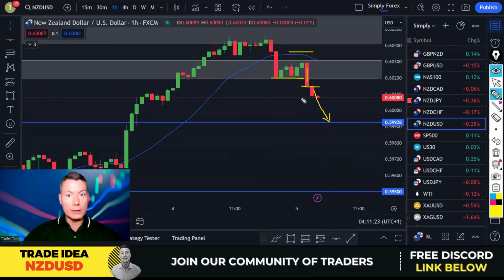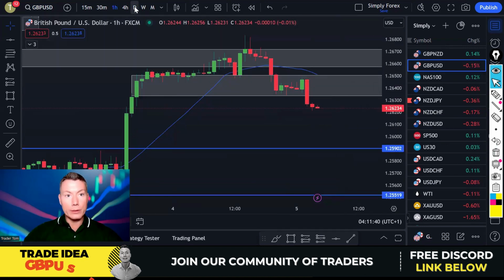Again, not rocket science, guys. I'm in this trade, and I put this trade into the VIP Trading Academy where I put all of my signals. So let's see how this one plays out. I'm already in this. I'm going to show you the other US dollar pairs I'm looking at, though.